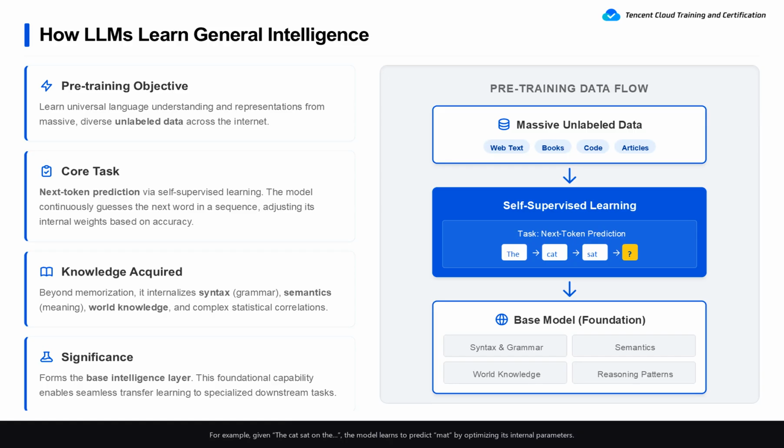Over time, this process allows the model to internalize syntax, semantics, and even world knowledge. Importantly, this learning forms a foundational intelligence layer that can generalize across many tasks. Instead of training separate models for each task, one base model can adapt to translation, summarization, reasoning, and more. This is why LLMs are powerful. They learn representations that transfer across domains, making them flexible and scalable for real-world applications.